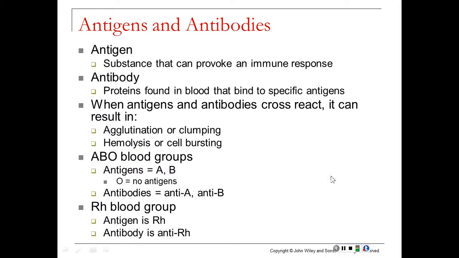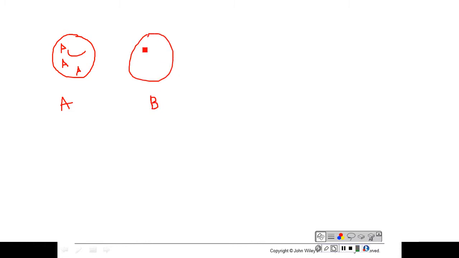So let me try to do one of my crappy whiteboard drawings for you to kind of show you what I mean in this case. So, if you're blood type A, that means your red blood cell, there's a red blood cell, has little A antigens all over its surface. If you're blood type B, this means that your red blood cell has B antigens all over its surface.